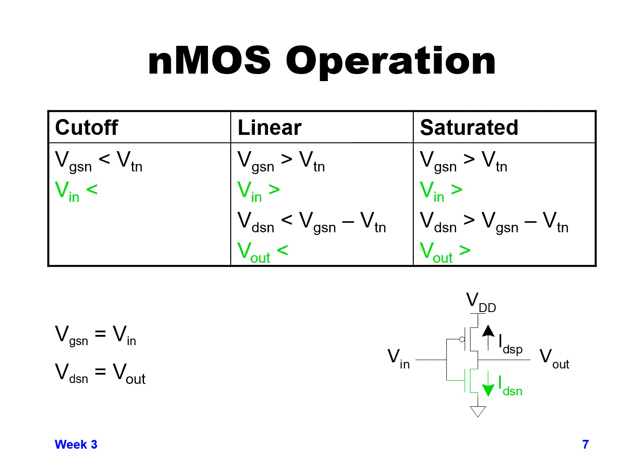So if we do all of these equations again, for cutoff, our Vin has to be less than the threshold voltage. If Vin is less than the threshold voltage for the NMOS, we're in cutoff. In the linear region, Vin is greater than our threshold voltage, and Vout has to be less than Vin minus the threshold voltage. And then again in the saturation region, if Vin is greater than our threshold voltage and Vout is greater than Vin minus the threshold voltage, then we're in saturation.